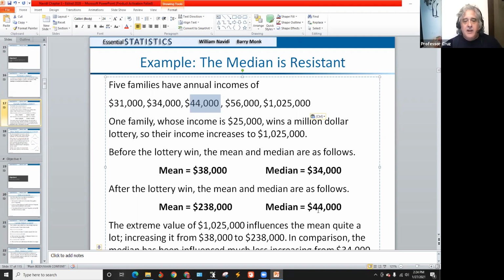But look how much it changed. How much did it change by? The mean changed by $200,000. We had to add a whole decimal place. But the median only changed by $10,000. See, that's what we mean by resistant. That big windfall did not affect the median. So depending on the type of data, the median gives a visual center to the data, whereas the mean gives a numeric center.